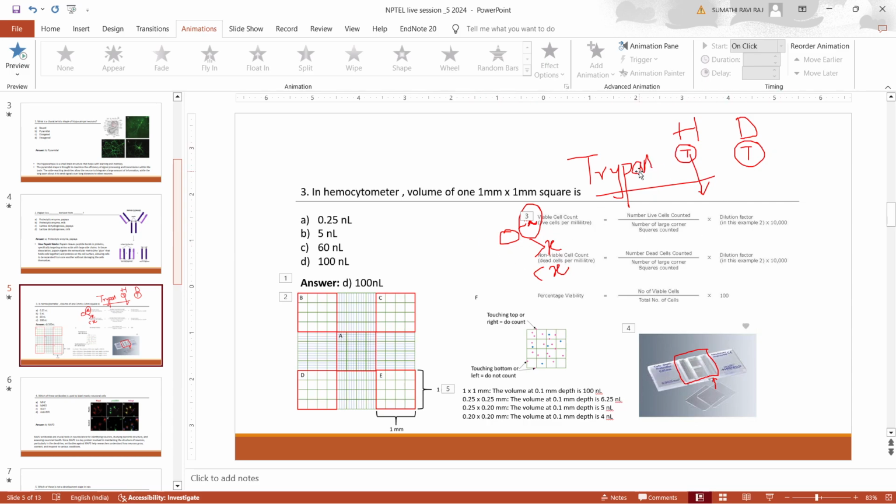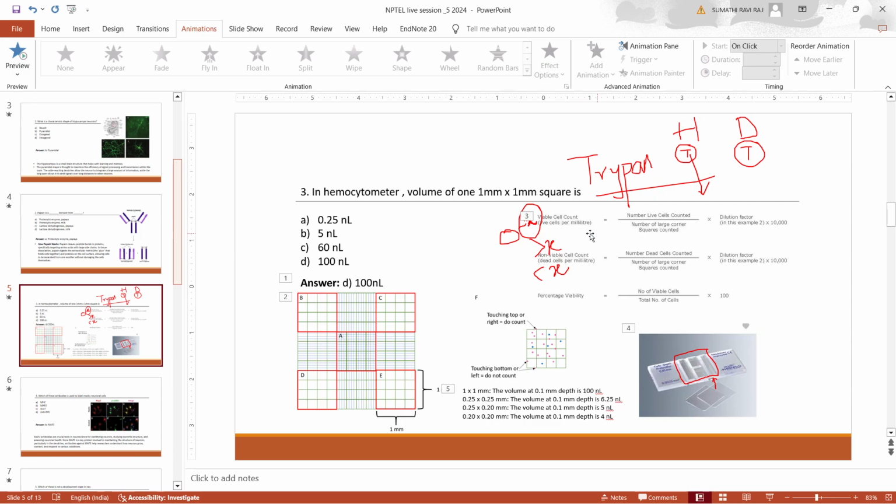And how your trypan blue works: it is a dye that enters your cells. Healthy cells have an efflux mechanism. It will efflux your trypan blue outside your cell because it's foreign to your cell. It does not need it. And your dead cells, because they are dead, they cannot efflux it, so they will still have your trypan blue. That's how you can differentiate between your dead and healthy cells.